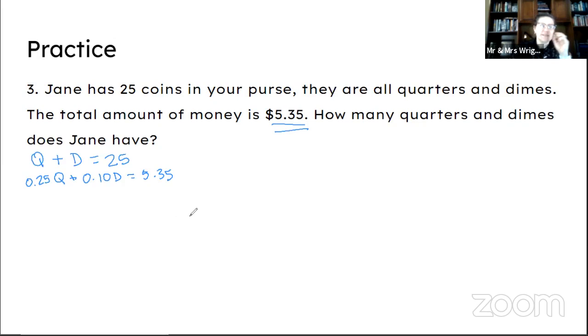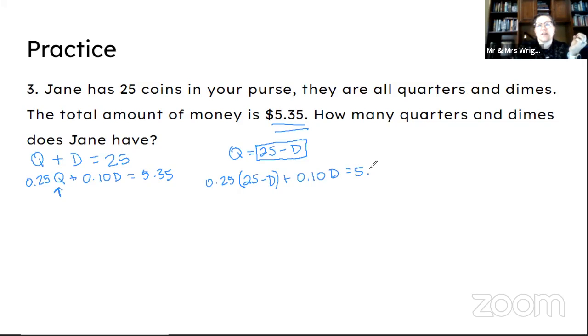Now, instead of elimination, I prefer to solve this one through substitution. So Q is going to equal 25 minus D. Okay, so on my equation here, I have a Q. So I'm going to take this equation I just found and plug it into where the Q is. So I've got 0.25 times, instead of Q, I'm going to put 25 minus D, okay, plus 0.10 times D equals 5.35.